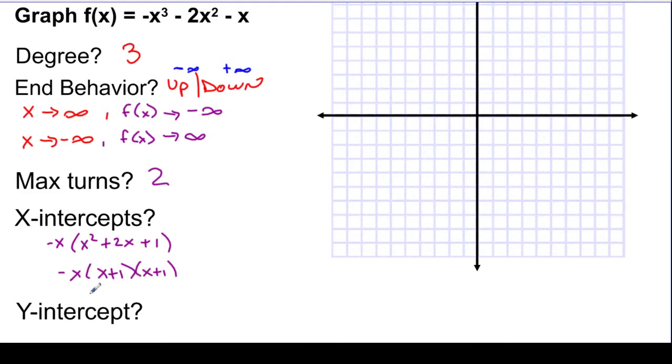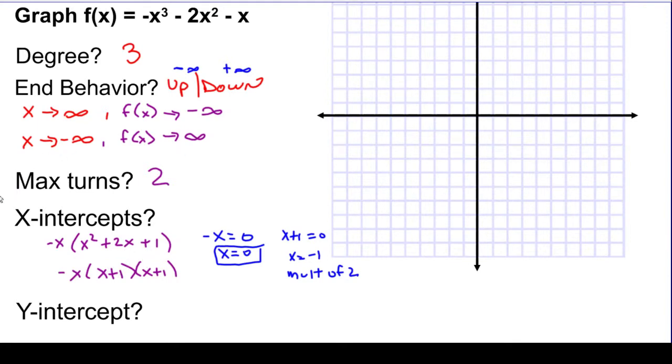So it looks like I'm going to get 2 zeros. When I set negative x equal to 0, I get 0 as one of my intercepts. And I can set x plus 1 equal to 0, and I'll get -1, but I'm going to say that there's a multiplicity of 2, because I have 2 of those x plus 1 factors, so I have to count each of them towards my multiplicity.